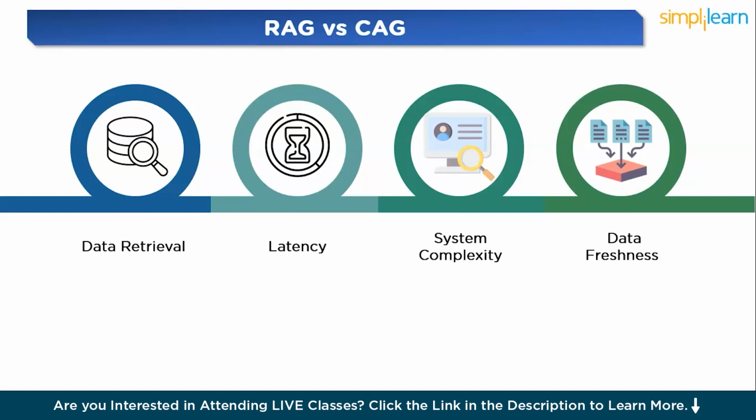And finally, if we talk about data freshness, we all know that RAG can handle dynamic, frequently updated data since it fetches the latest information in real time. But CAG is best suited for static or stable knowledge bases. Since the data is already preloaded, it might not reflect the most recent changes unless the cache is updated periodically. So these differences make RAG ideal for scenarios where data is constantly changing or too large to load into memory, while CAG is more efficient for use cases with stable and well-defined knowledge.